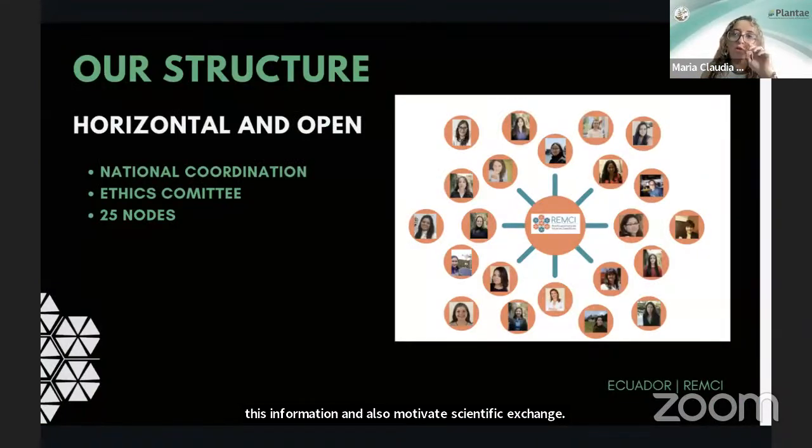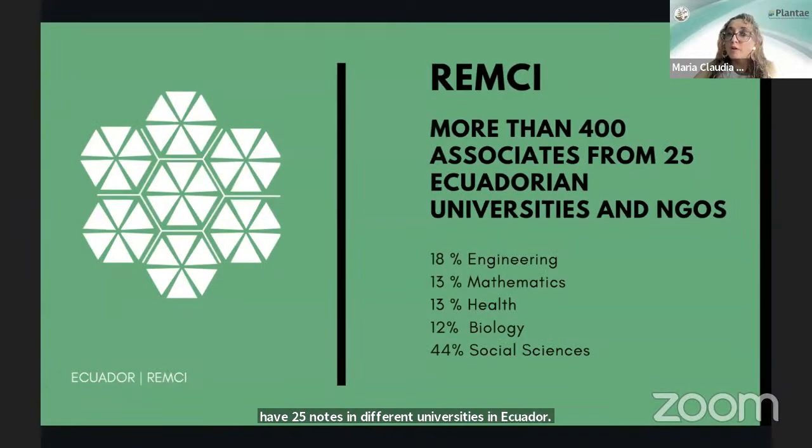We have a national coordination made up of 8 women, and also an ethics committee, and so far we have 25 nodes in different universities in Ecuador. We are more than 400 associates from Ecuadorian universities, and as you can see, we are from different areas of science. The majority are from the social sciences.